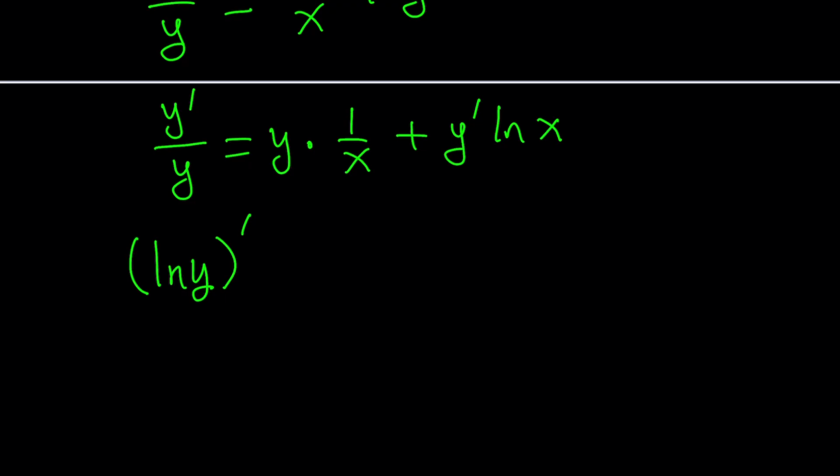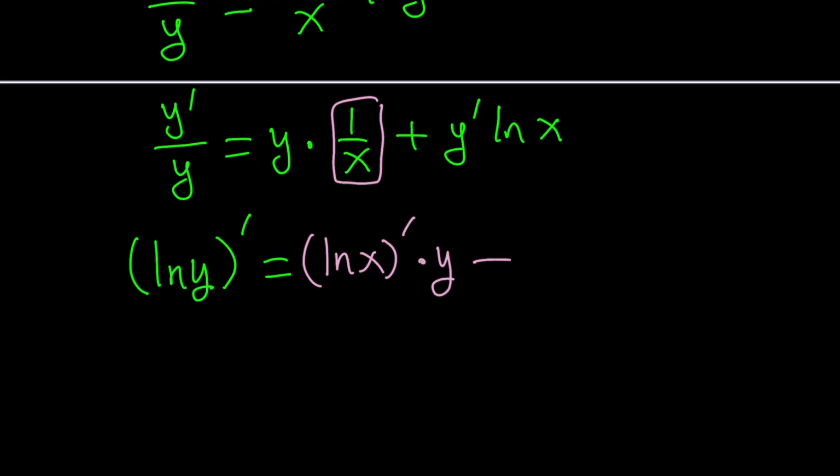Awesome. And that knowledge also kind of helps us on the right-hand side. Take a look at this. 1 over x, what is it? It's the derivative of ln x. So we can kind of write it like this. I can kind of switch these around and write this as the derivative of ln x multiplied by y plus the derivative of y multiplied by ln x.